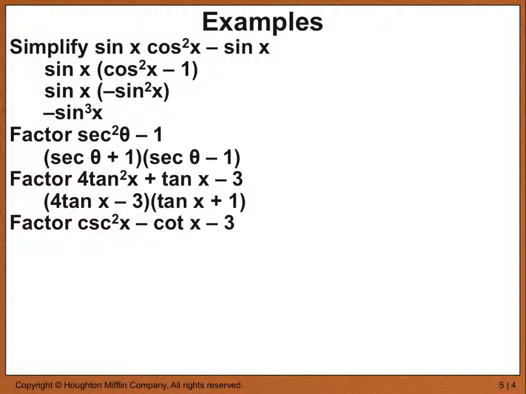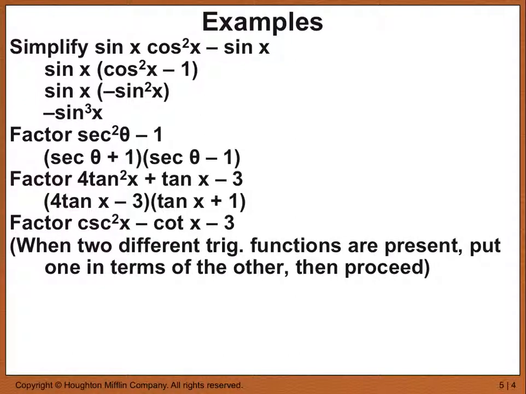How about factoring cosecant squared x minus cotangent x minus 3? Now before you pause the video, I need to give you a little bit of a hint on this one, and this is a hint that you can keep in mind if you ever see something like this. When two different trig functions are present, put one in terms of the other, then proceed. And then you can factor.